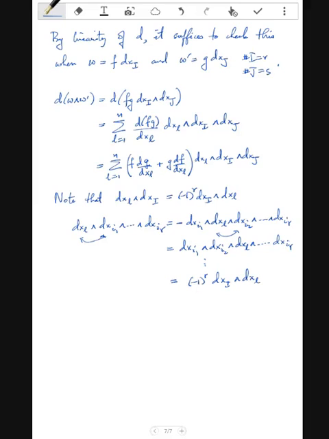So using this observation, we put it into this equation here, and we get the summation l equal to 1 to n of f dg by dx_l wedge dx_i wedge dx_j, plus summation g df by dx_l, dx_l wedge dx_i wedge dx_j.